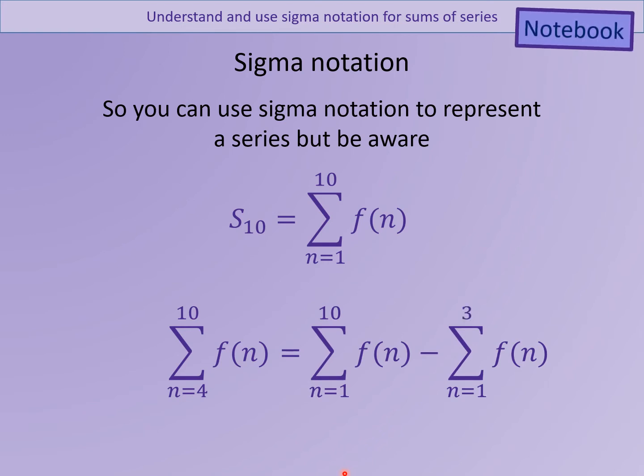Therefore, if we want to find the sum starting with n equals 4 and ending with n equals 10, we could find the sum from 1 to 10 and subtract the sum from 1 to 3. This takes away the first 3 terms. This could then be calculated using the rule from the formula book using S10 minus S3. Notice here that this number is the same as the number at the top, but this number is always 1 less than the number at the bottom because we want to include the number at the bottom, so we want to take away the sum of all the terms before that.